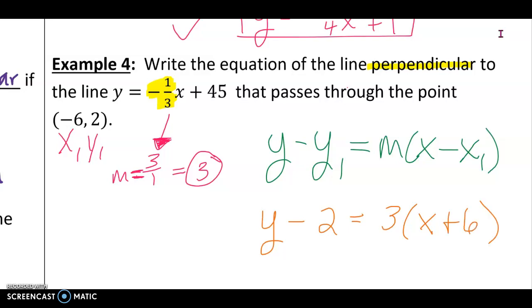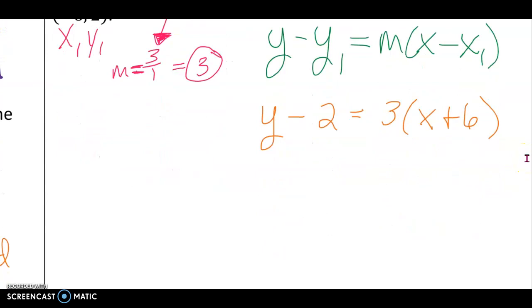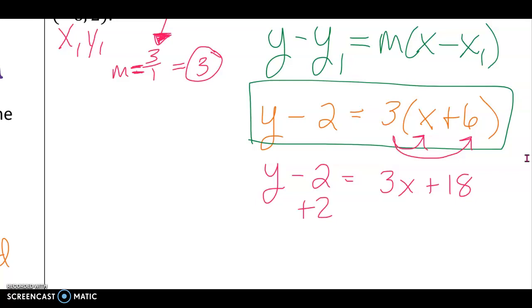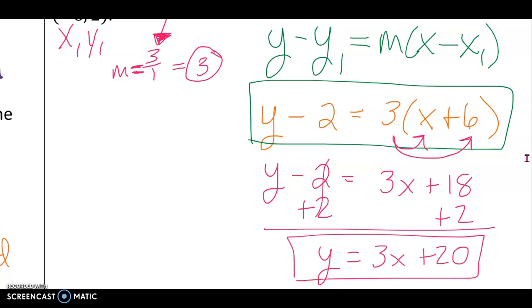Okay? And the last thing that we're going to do here is we're going to solve. Remember, guys, that this is a correct answer also. It's just written in point slope form. So let's write it in slope intercept form now. So let's distribute the 3, which really means multiply. 3 times x is 3x. 3 times 6 is 18. And our last step to get y alone is to add 2 to both sides. So y equals 3x plus 20. And remember, once again, these are both correct ways to write the equation. They're just written in different forms.